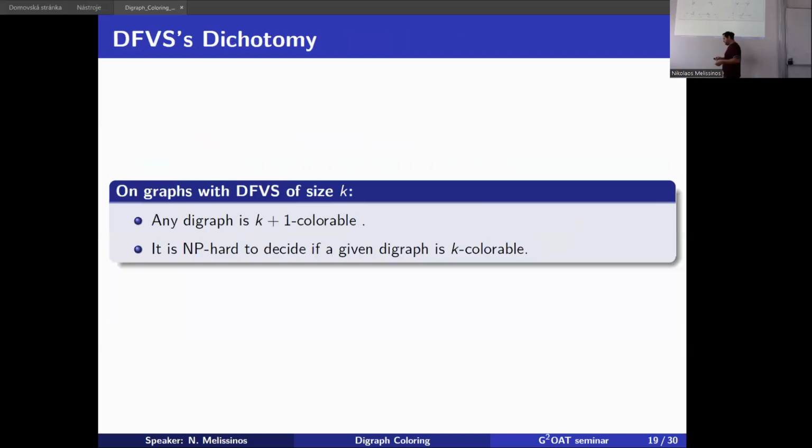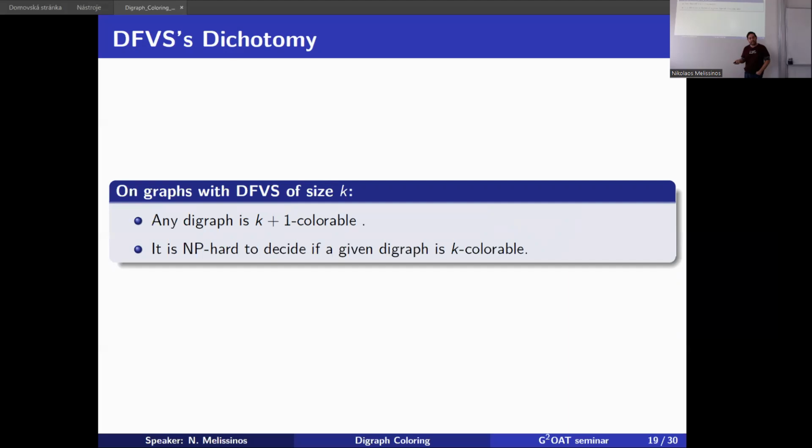Okay, so here we have a really interesting dichotomy based on those two results. Like I said in the start, every graph that has a directed feedback vertex set of size k is k plus 1 colorable, but it becomes NP-hard to decide if it's k colorable. So k plus 1 is the best that we can say in polynomial time.